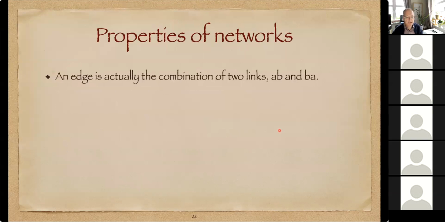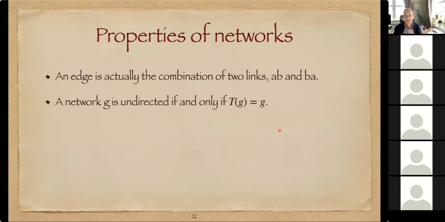So by now it should be clear that an edge is essentially a combination of two links, namely A, B, and B, A. A network is undirected if it is equal to its topology, because if it is undirected, there are only edges. And so there's nothing to add to those links. They all remain unaffected when you add the opposite link. So a network that only consists of edges is an undirected network that is equal to its topology.